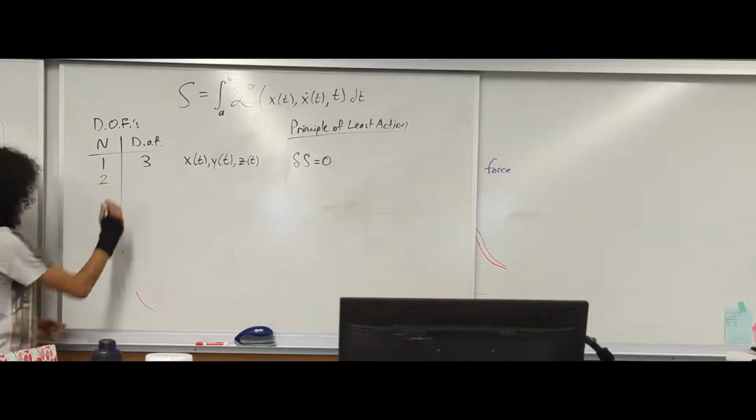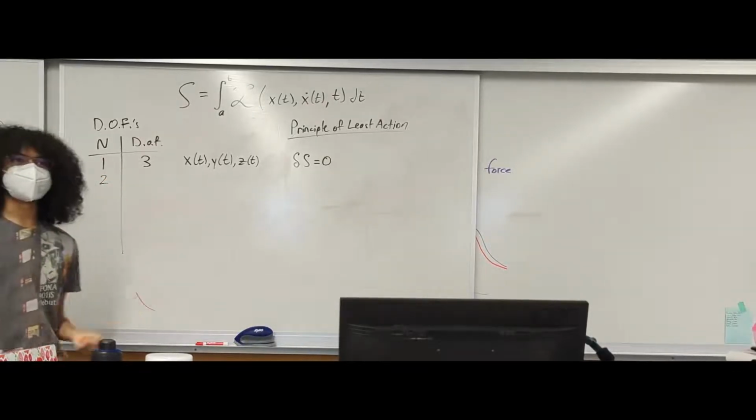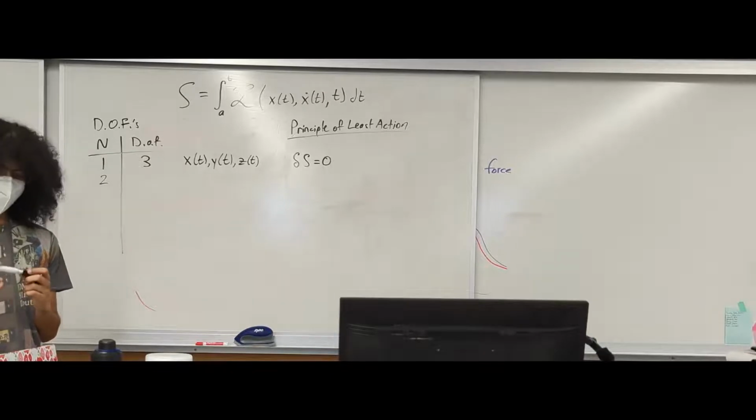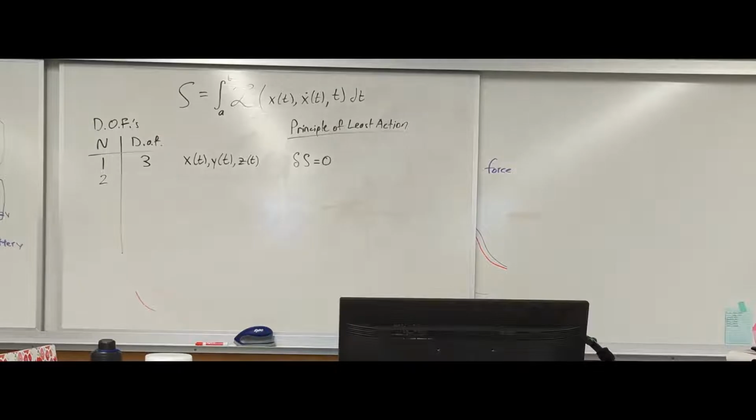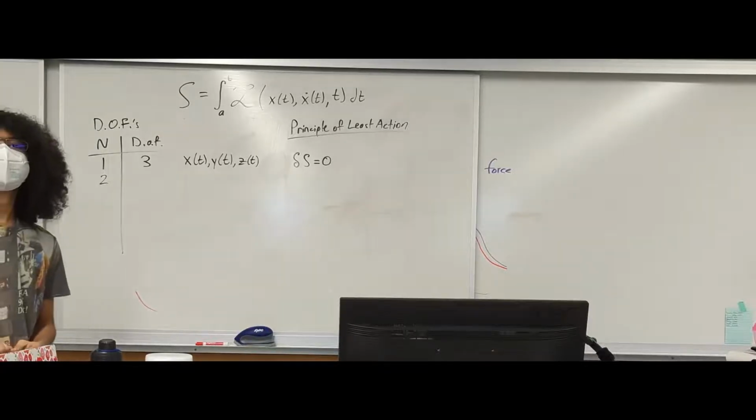So if we had 2 particles, how many degrees of freedom would we have? By 2 particles, are you tracking the direction of movement of each individual particle, or the potential combinations of their movement?